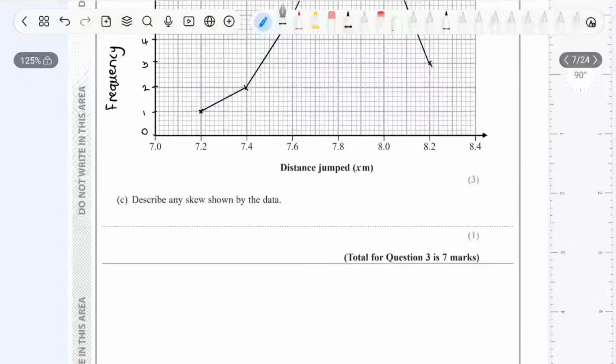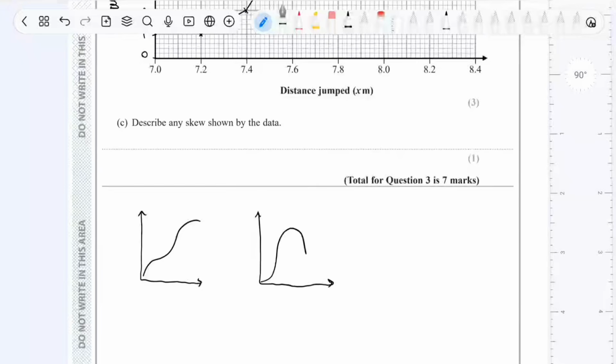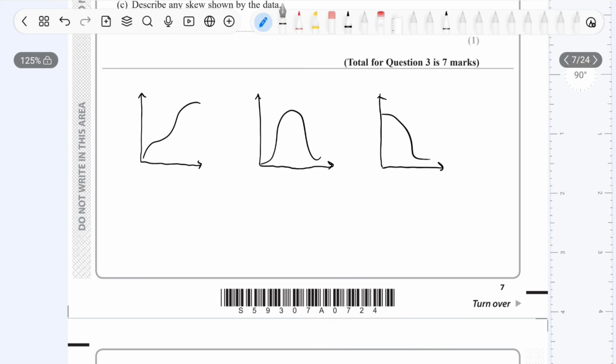So part C asks us to describe any skew, if there is any, shown by the data. Now this is another thing that you must know, so I'll just draw quickly 3 different types. What you see here are 3 different types. This is negative skew. This is symmetrical or no skew. And this is positive skew.